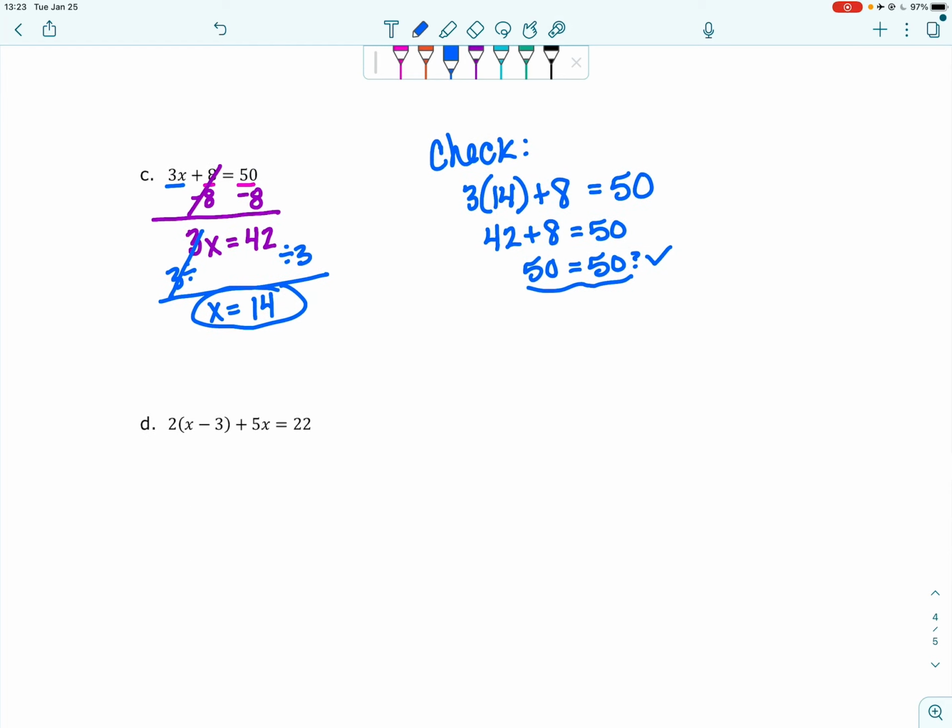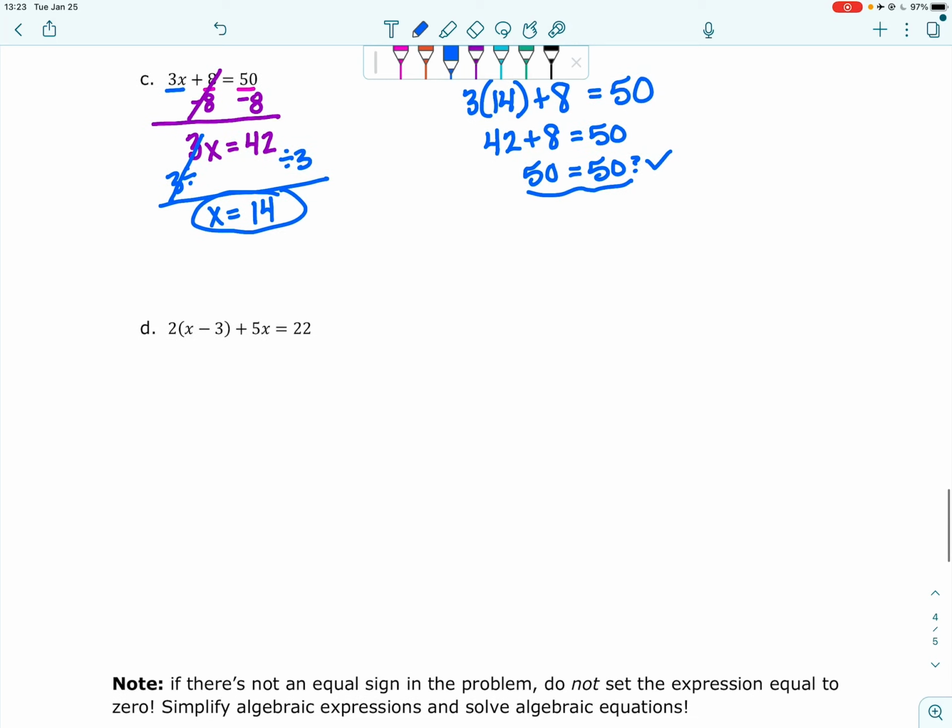And the last one. This one's much harder. I don't think you're going to see anything quite this hard, but I wanted to include one just in case. So this one you have 2 times x minus 3 plus 5x equals 22.